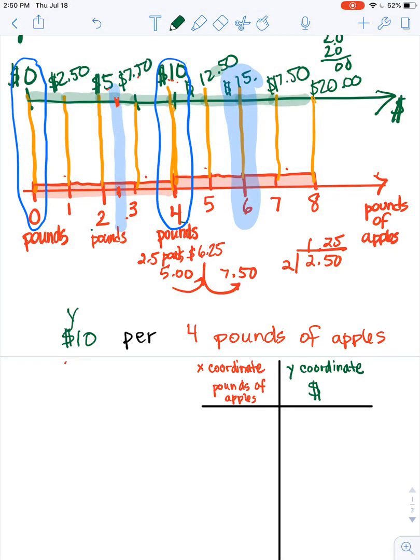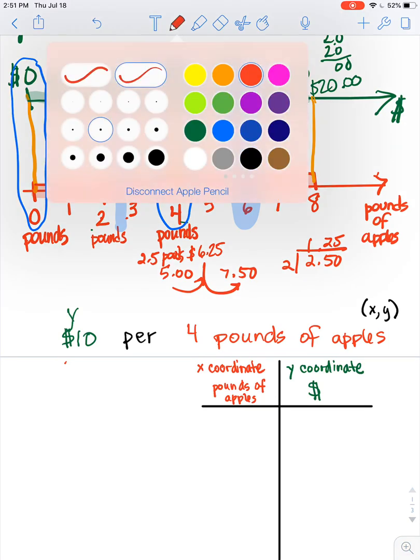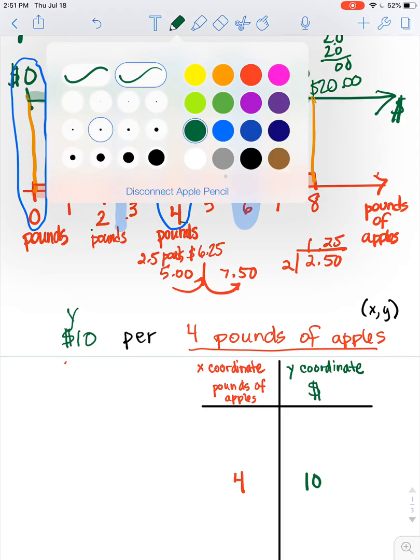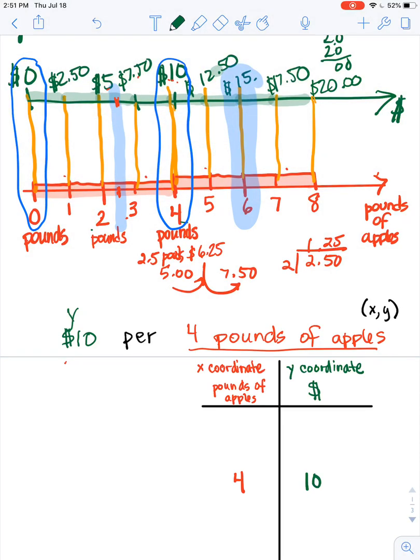Just from reading this, $10 for 4 pounds of apples, remember that your y coordinate is going to go over here on this right hand side, and your x coordinate is going to go on the left hand side, because in the end you're going to make a coordinate pair, your x coordinate and then your y coordinate, so it's just better to have them go from left to right. So we know that we have 4 pounds of apples, and we also know at 4 pounds of apples it's going to be $10. So these two numbers go together, 4 and 10.